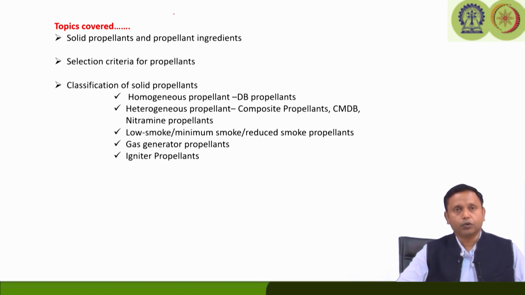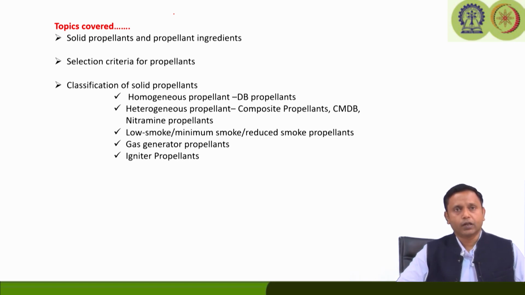And then we have talked about the igniter propellants, where the major objective of this propellant is to provide fast heat release, so that it can provide the hot plume onto the propellant surface, and it will provide the sustainable ignition. And then we ended the chapter with these discussions.